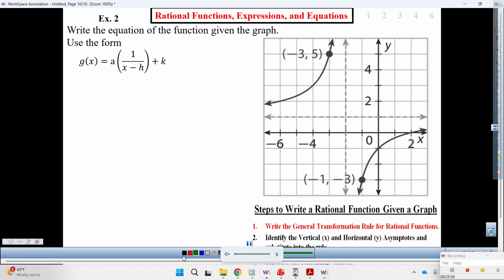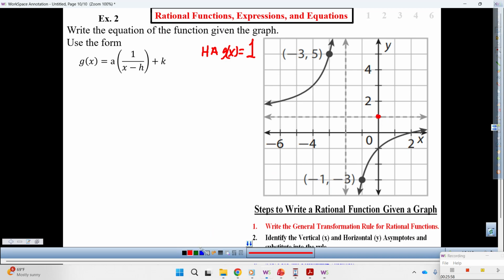So check this out. We know that K is our HA. Is that correct? By looking at the graph, tell your neighbor what our HA is. What is our HA, everyone? Yeah, 1. Here it is, right there.